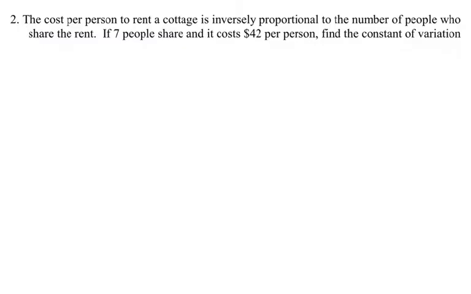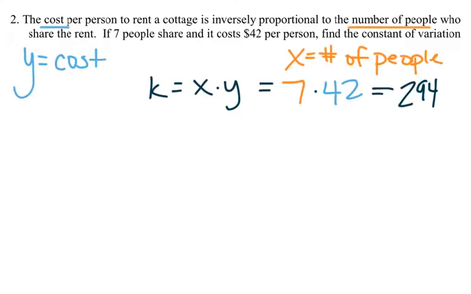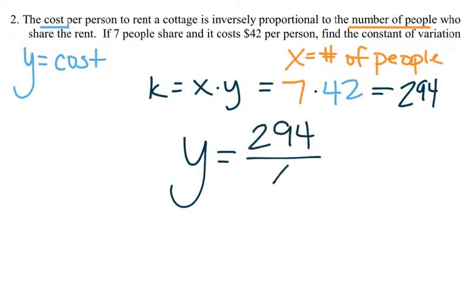Alright, this one, I want you to go ahead and find the constant of variation and write the inverse variation equation. Pause the video. If you get stuck, you can hit play and listen to me explain it. But try it in 1, 2, 3. The two things being compared are cost and number of people. So y is going to be cost, x is going to be number of people. To find the constant, I have to do x times y, so 7 times 42 is 294, which means that my inverse variation equation would be 294 divided by x.